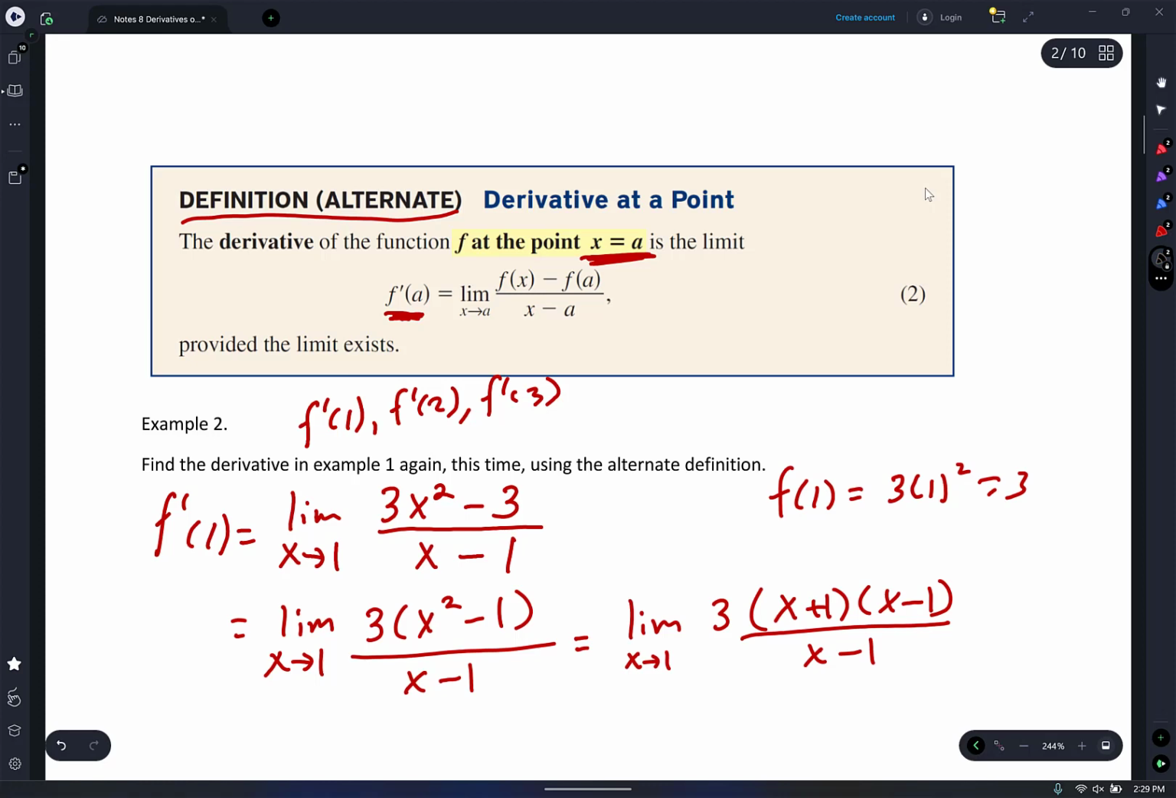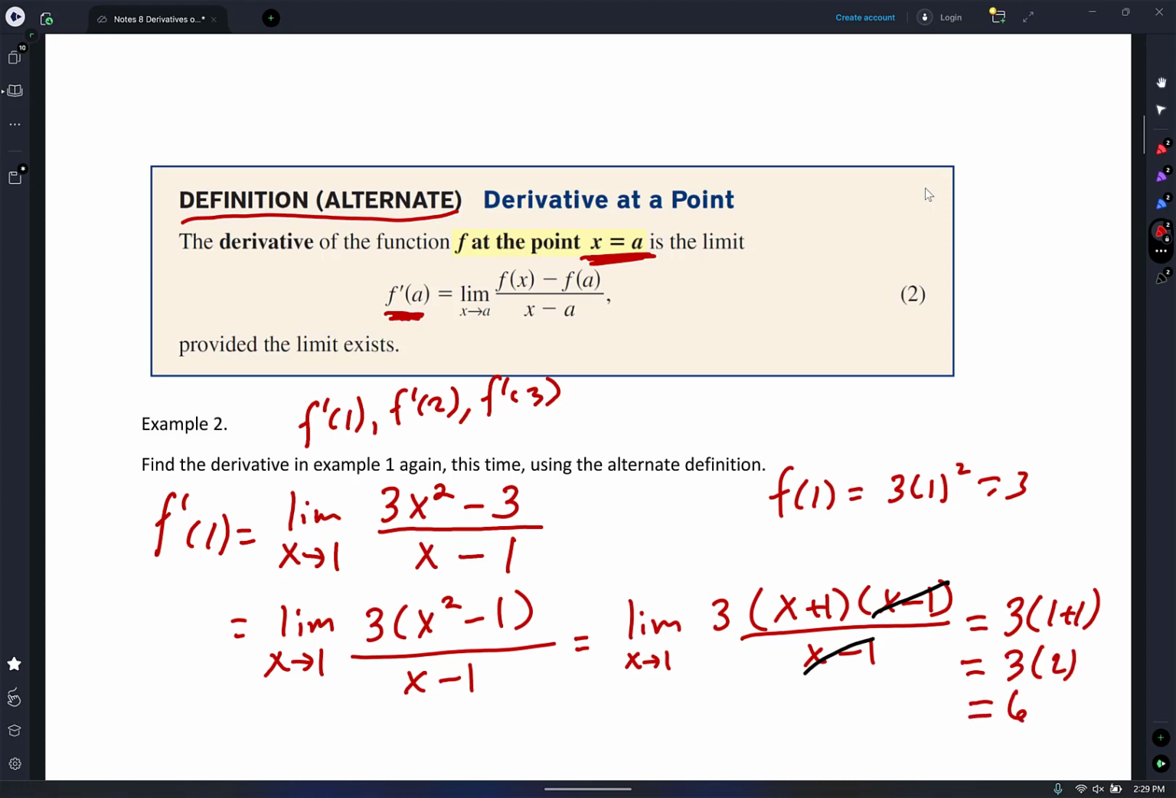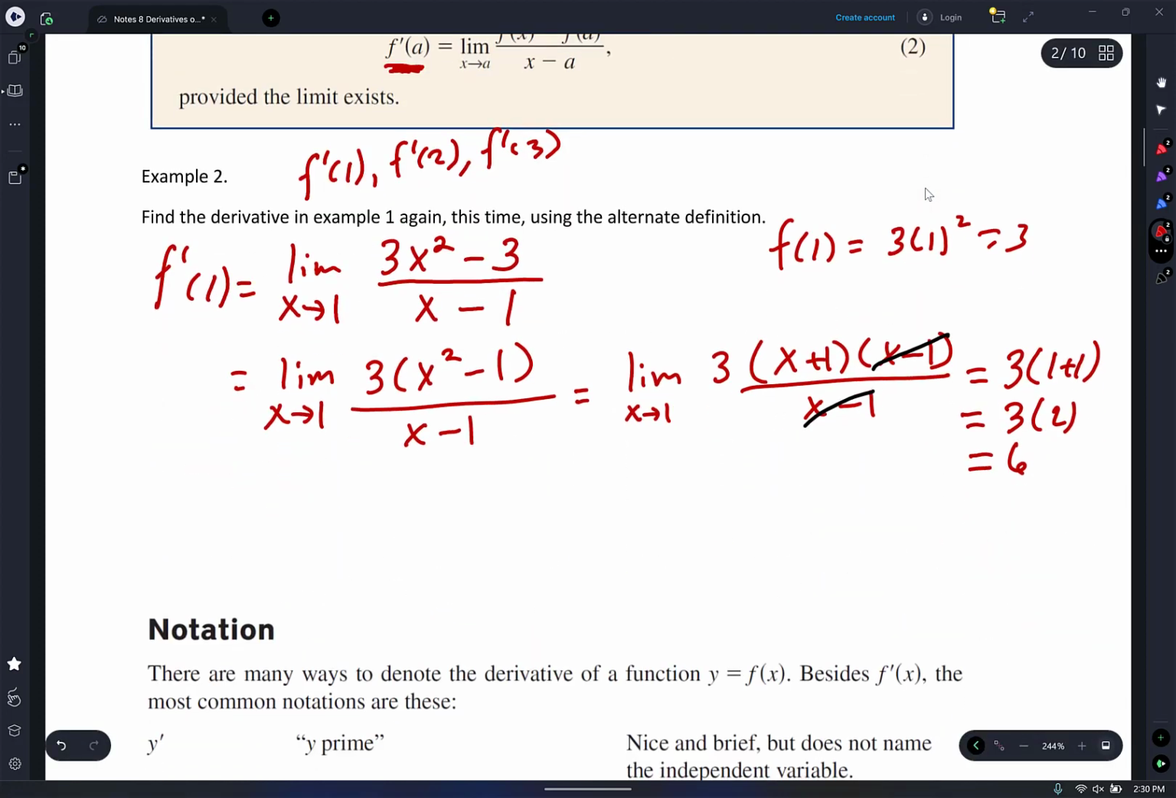The x minus 1s cancel out. That's a common factor. Now can I do direct substitution? Yes. What is 3 and then 1 plus 1? 1 plus 1 is 2. So what's 3 times 2? So here it is. So here's my answer. F prime of 1 is just 6. Is that what we got last time?